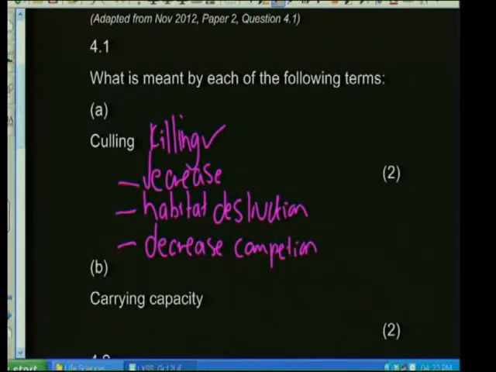All right, so when we're looking at culling, most important, it's the killing of animals for a specific reason. It's the purposeful killing of the animal for a particular ecological region. Okay, carrying capacity. Very important.